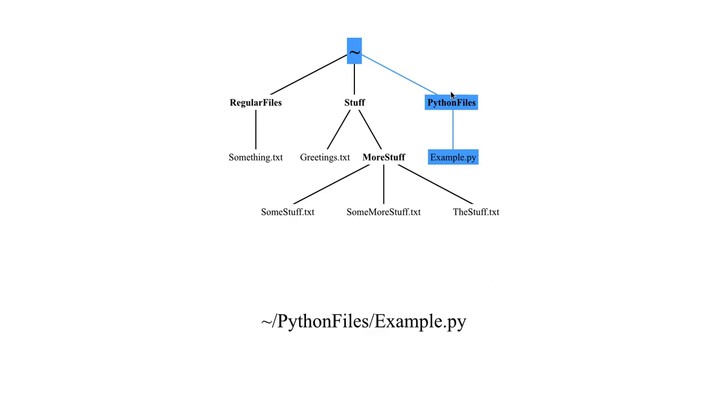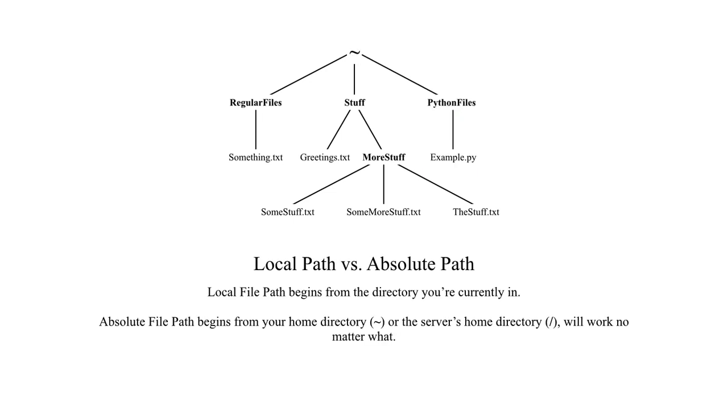So hopefully that makes sense how exactly that works. I do want to introduce a new concept, built off of this: the idea of a local file path versus an absolute file path. The reason I want to introduce that is because some people will use it by choice, because one of those does offer advantages over the other in certain situations.